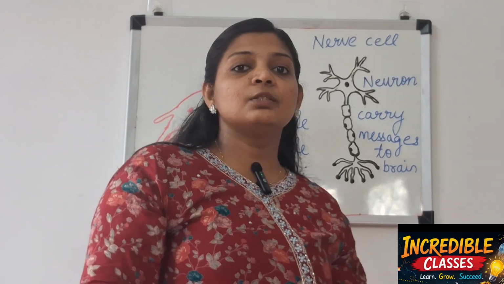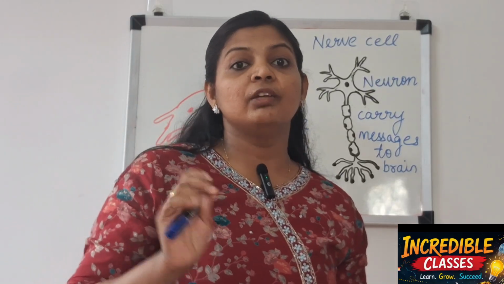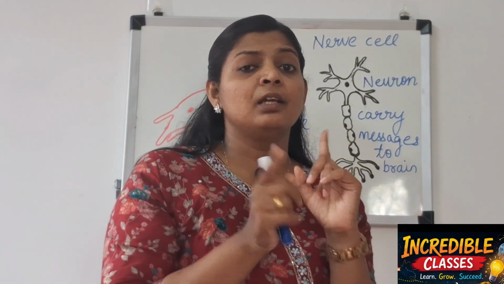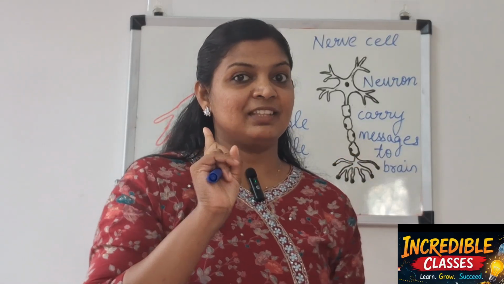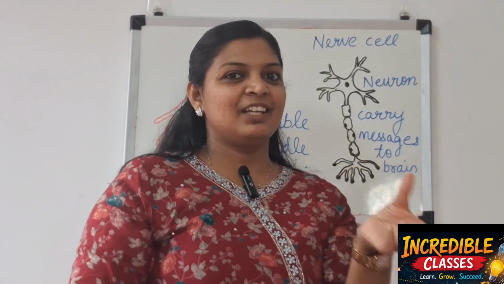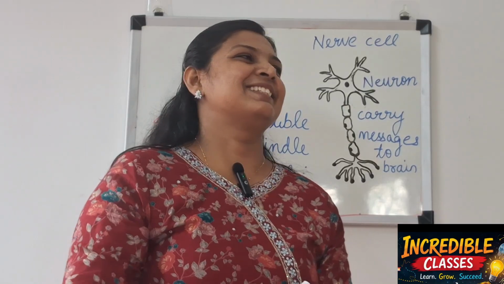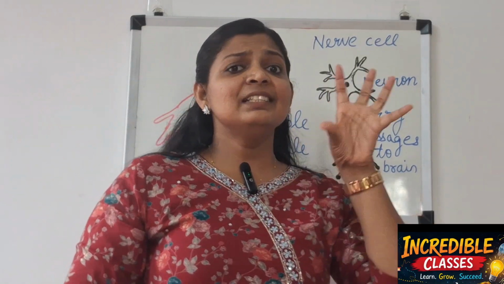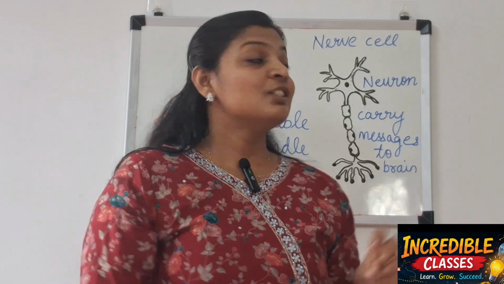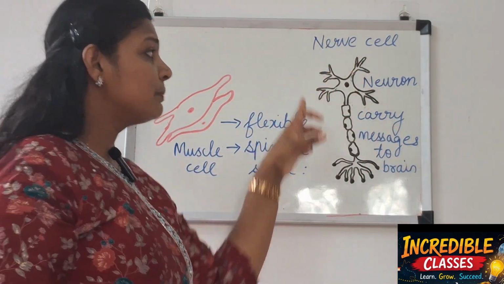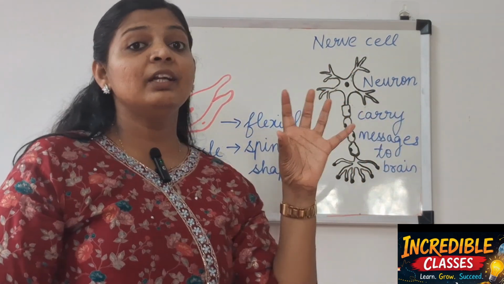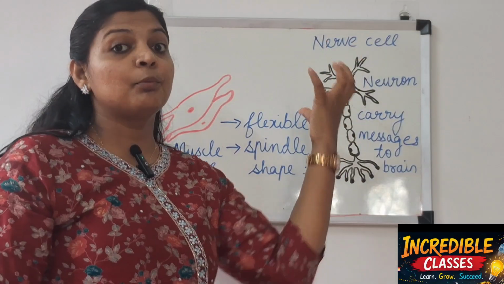Okay, we will turn on the switch, but the bulb will not glow if the connection is not proper. That you have already learned in class 7th. Switch, connections, wire, circuit, everything you remember? Yes. So this connection should be there. So this particular shape of the neuron is for the proper connection.